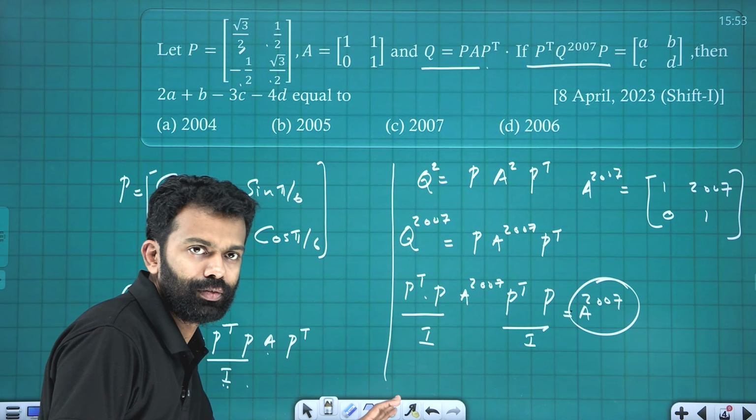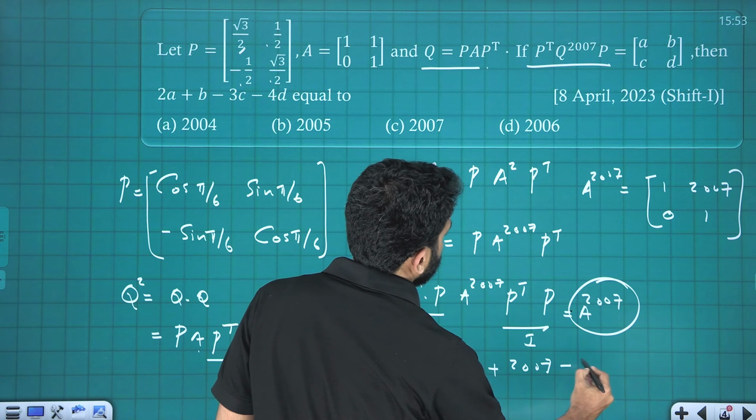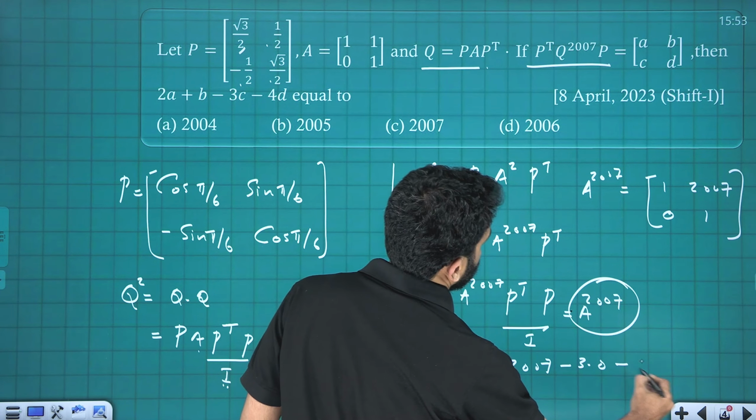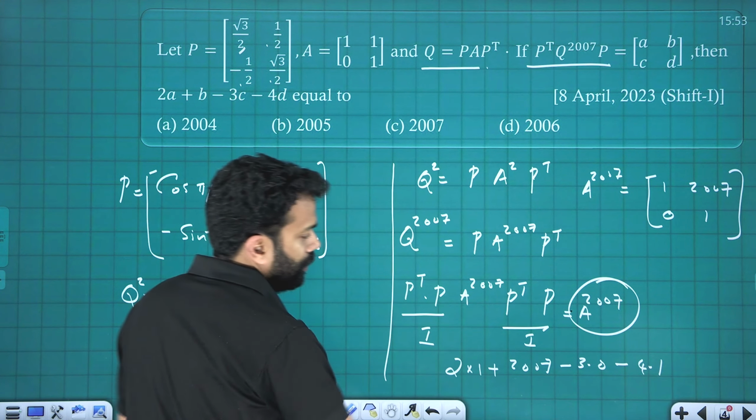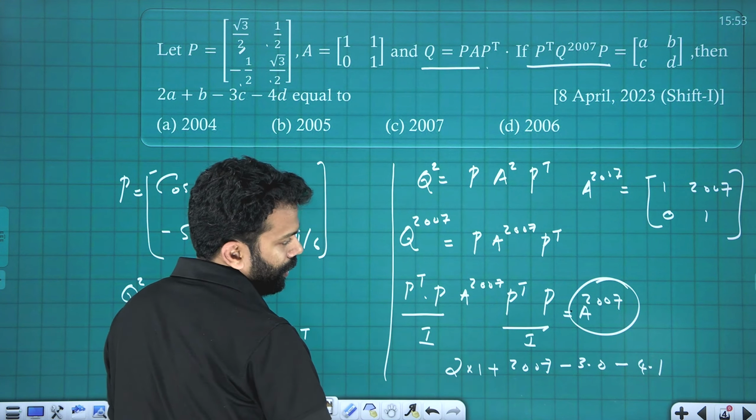And just substitute A, B, C, D here. You will get the corresponding answer. That is 2A means 2 into 1 plus B is 2007, minus 3 into 0, minus 4 into 1. This is 2009, and 2009 minus 4 is 2005. Okay, that's the final answer. Hope it's clear. Let's move to the next question.